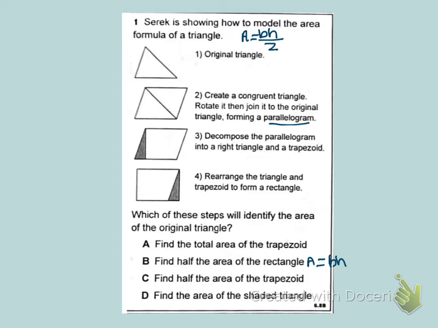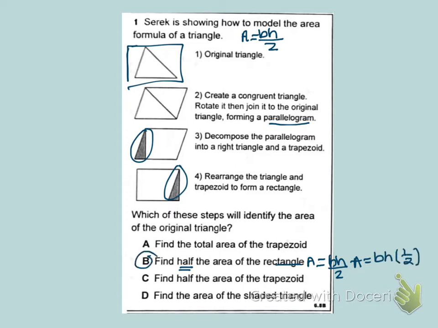And find the area of half a trapezoid, or to find the area of a shaded triangle. So the shaded triangle means like these little triangles right there. Is that going to help us find the area of the original triangle? And B says find half the area of the rectangle. I didn't see that. So that would be dividing by 2, or area equals base times height times 1/2, which would be correct.